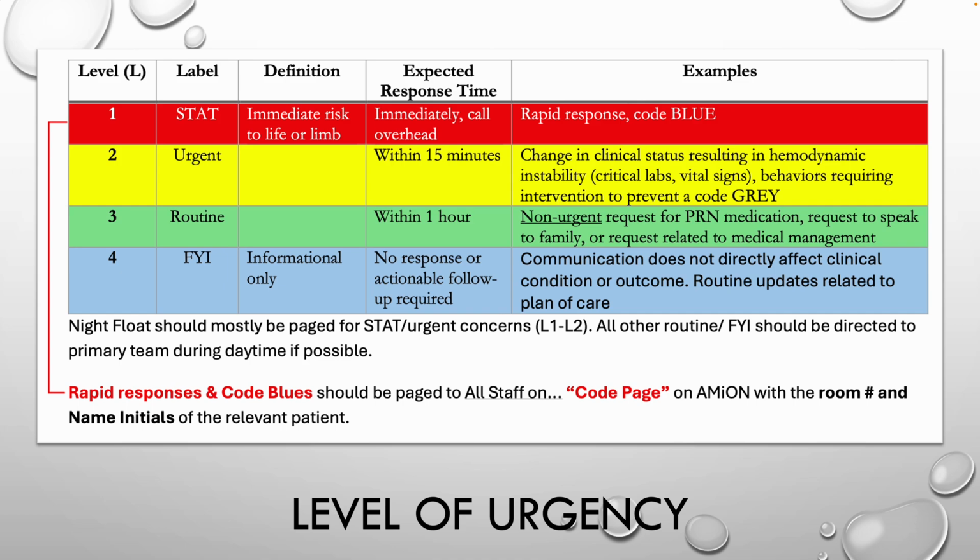Level 2 is an urgent page. That's an expected response from the resident within 15 minutes, and I'll get into what a response means. That's for if you have a deteriorating patient. Maybe you're having situations that are leading up to a code gray and you're trying to get someone to come quickly to evaluate and hopefully prevent a code gray, or other dynamic changes that are happening. Again, if you get a level 2 page, the expected response time is within 15 minutes, a pretty short turnaround. Level 3 is a routine page.